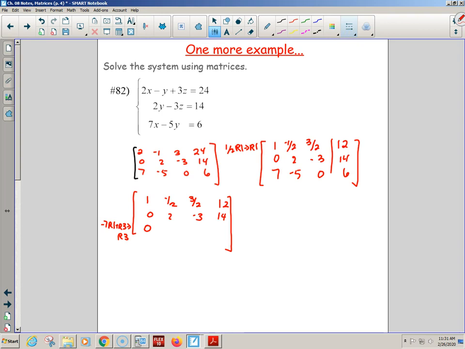7 halves and negative 10 halves. Negative 21 halves and negative 84 and 6.